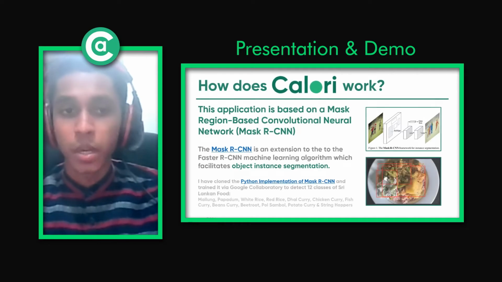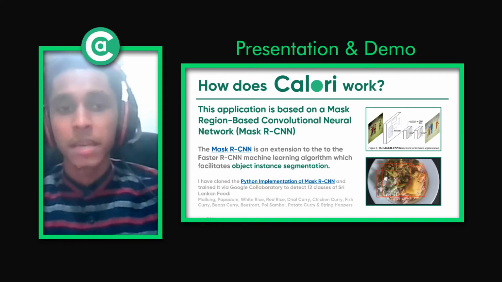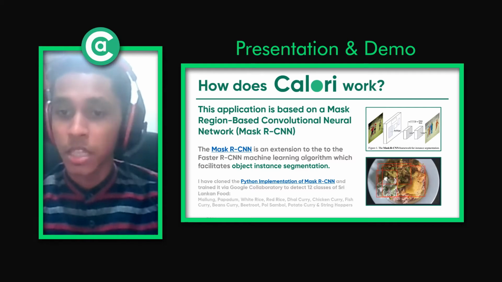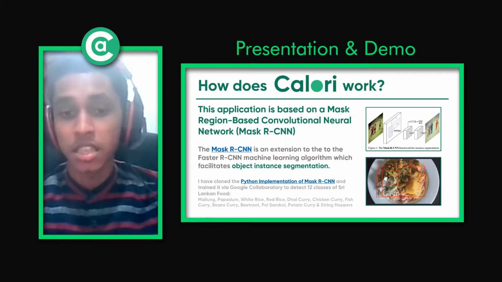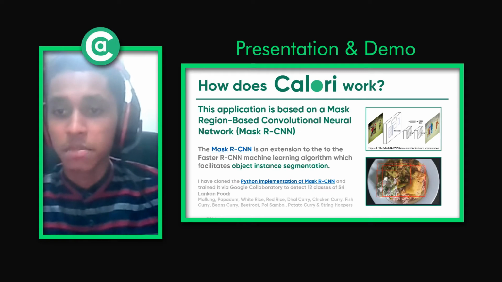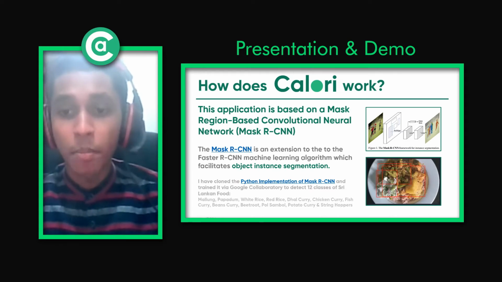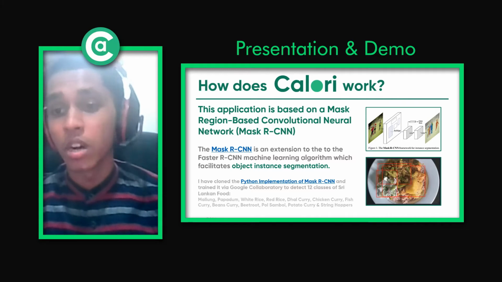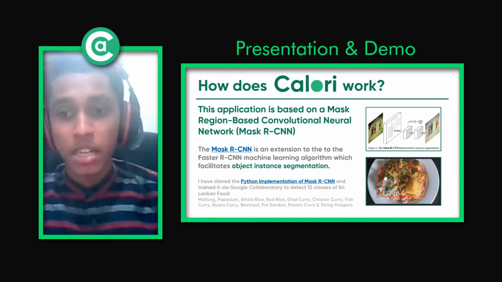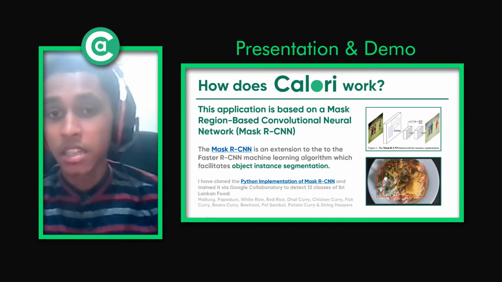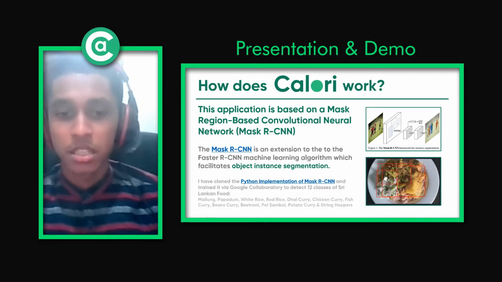How exactly does this work? This application is based on the masked region-based convolutional neural network, which we simplify as just mask RCNN, which performs object instance segmentation, which is basically finding out how many of a particular type of object exists on a given plate or a given image. Now, what I did was I trained it to detect 12 classes of Sri Lankan or local food, which is also listed on screen now.